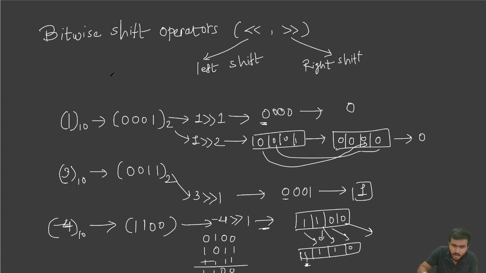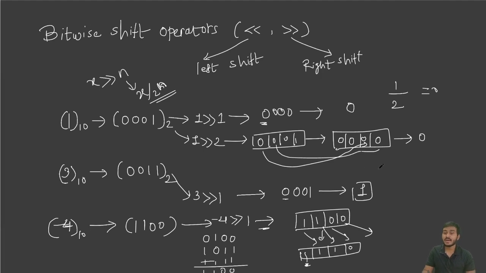Whenever we perform a right shift operation on a number x by position n, the output that we get is nothing but x divided by 2 raised to n. Let's try to apply this formula on these numbers. Whenever we write 1 right shift by 1, that is nothing but 1 divided by 2 raised to 1, that is 2. So 1 divided by 2 is nothing but 0.